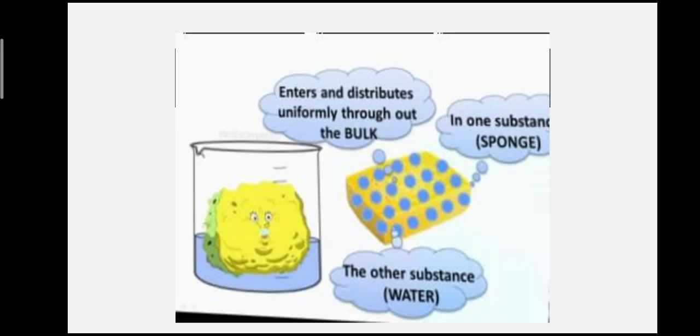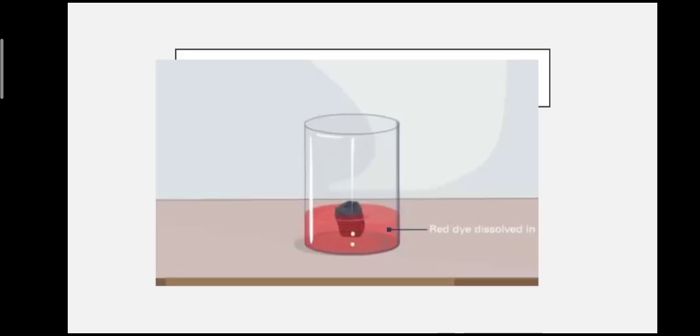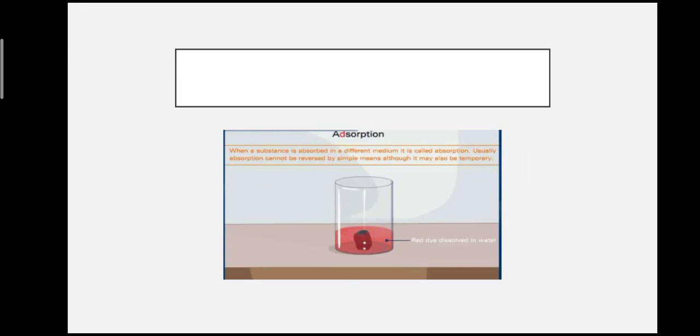Next, we move on to adsorption. Here is a jar containing a red dye dissolved in water. Look what happens when a solid pellet of carbon is dropped into the jar. Isn't it surprising? The red color has almost disappeared in the jar.